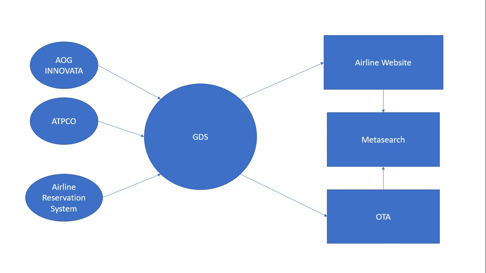So, you can book in 3 ways: via airline website, meta search, or OTA. So, this 3 website na to is kumukuha sila ng information kay GDS or Global Distribution System. Si GDS naman, kumukuha siya ng information in OAG, pasensya na kung wrong spelling, OAG Innovata for schedules, ATP Company for fares, and airline reservation for the availability of the flight.